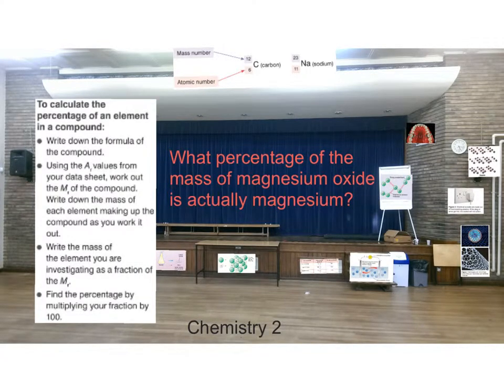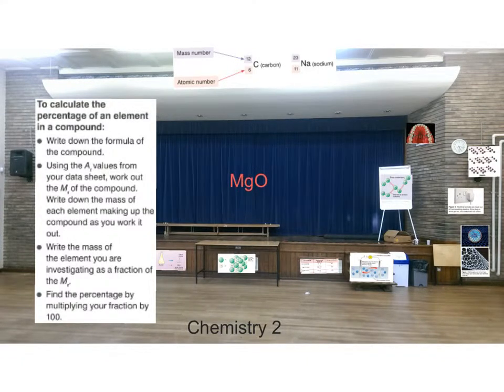The relative atomic masses of the elements in a compound and its formula can be used to work out its percentage composition. We'll take magnesium oxide as an example. So what percentage of the mass of magnesium oxide is actually magnesium? Well, first we need to know the formula of magnesium oxide. This is MgO.